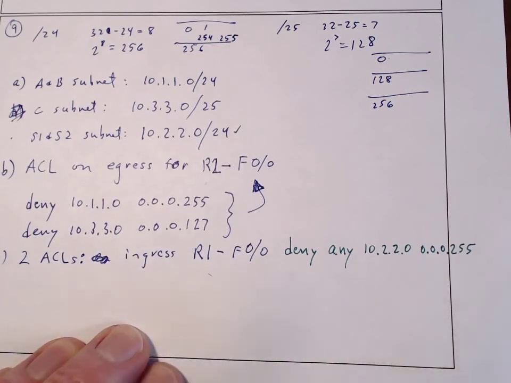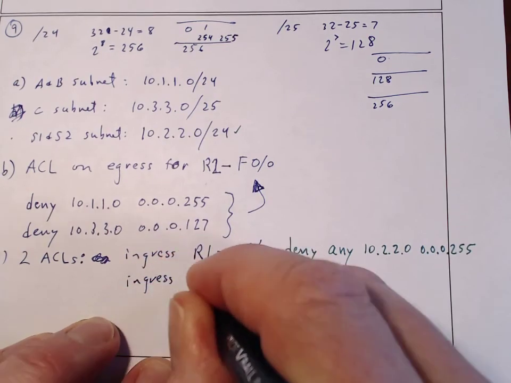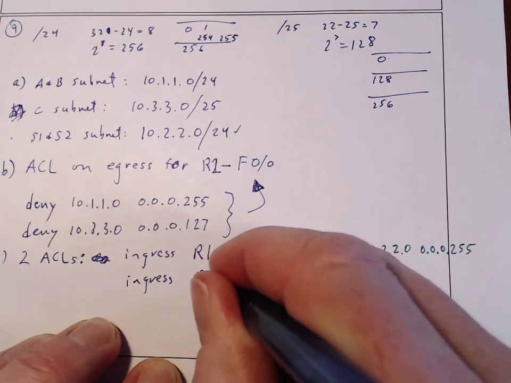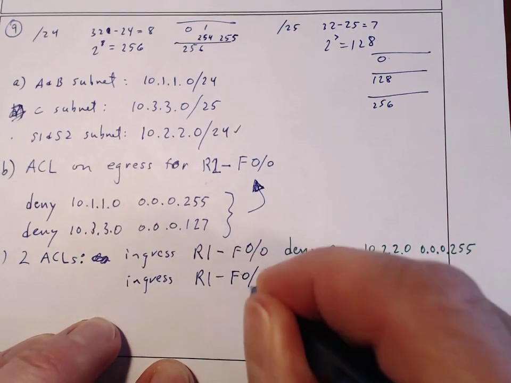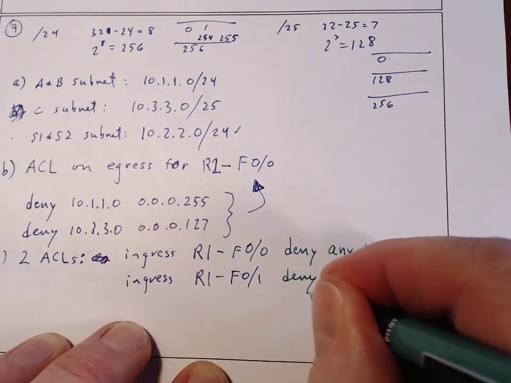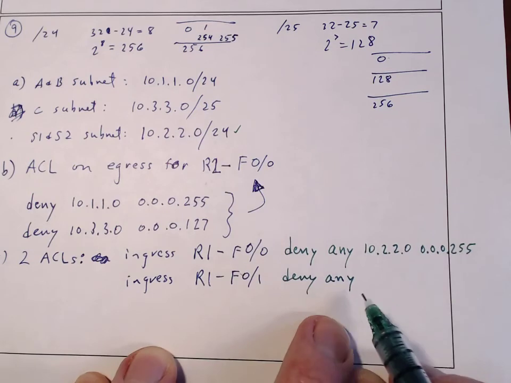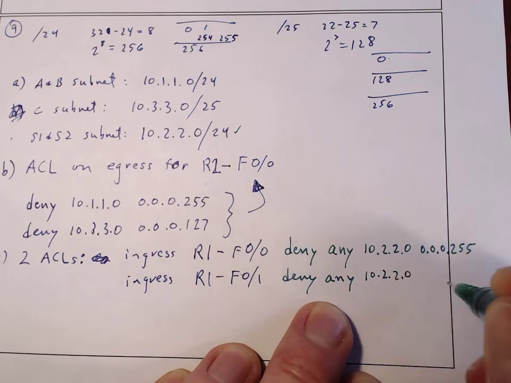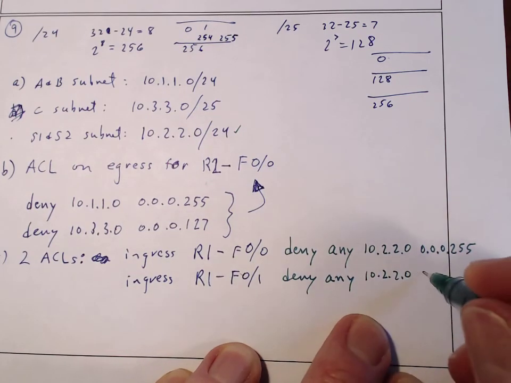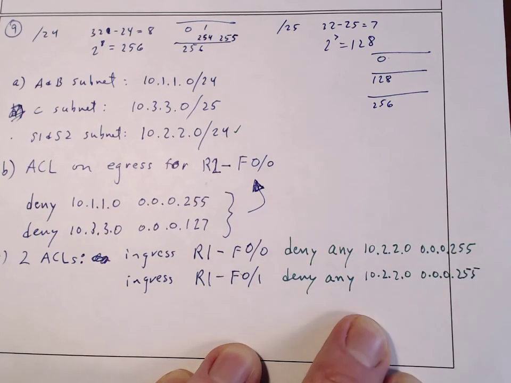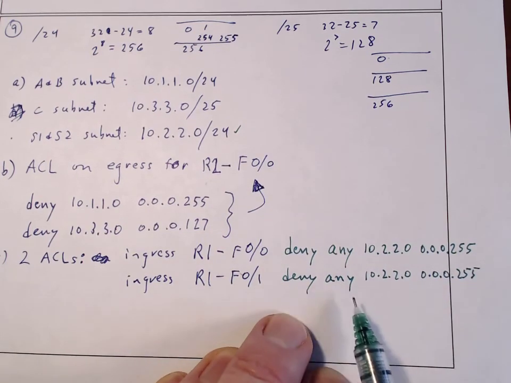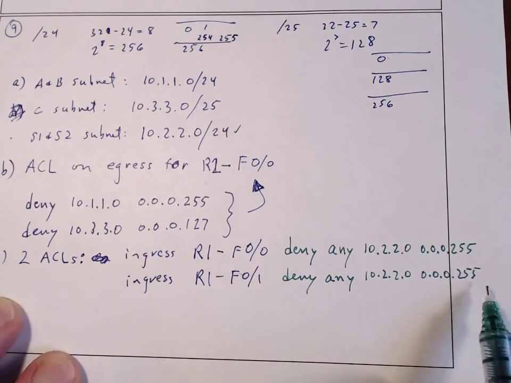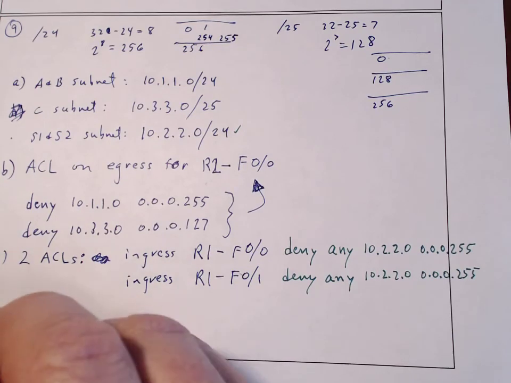Okay, and then on ingress of router 1, fast 0/1, we're going to deny the source address. The same thing. It's the same line. 10.2.2.0 0.0.0.255. Okay, so in fact, it's the same ACL, and so we can just create one ACL and apply it to two interfaces.